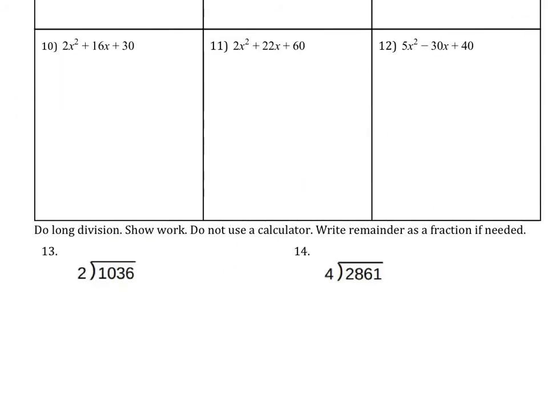Question number 10, you're going to use a cross and a box method. So it's going to be 60 when you multiply, and when you add it should be 16. Now you're looking for two numbers. When you multiply you get 60 and when you add you get 16. So those numbers are going to be 6 and 10.